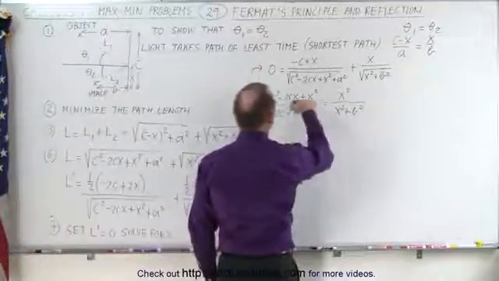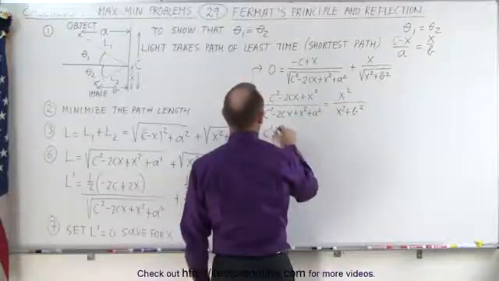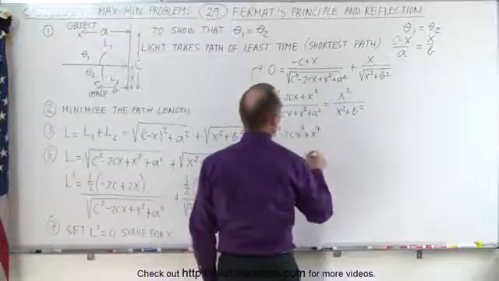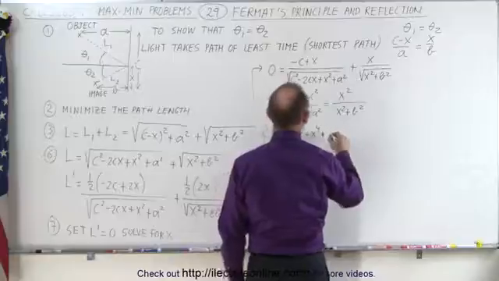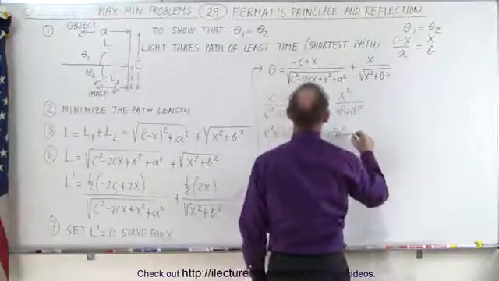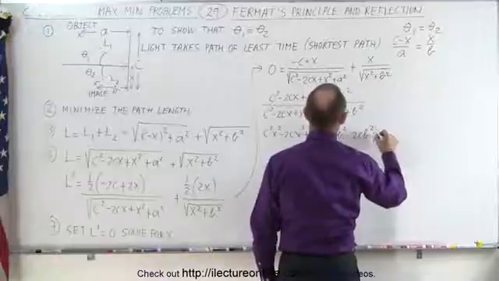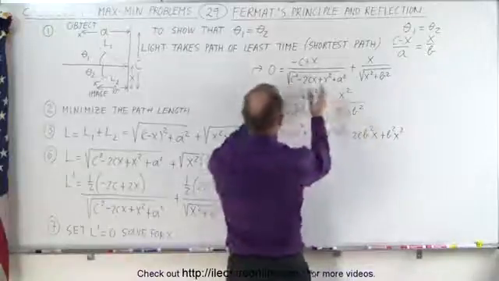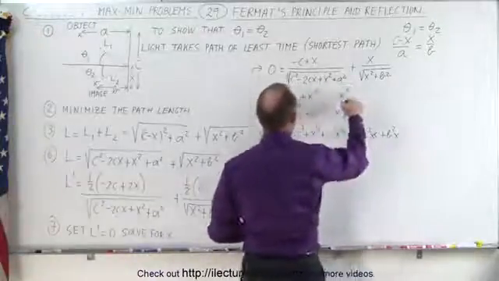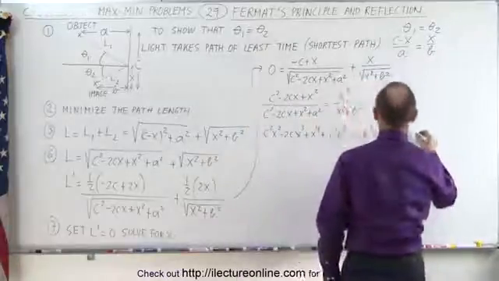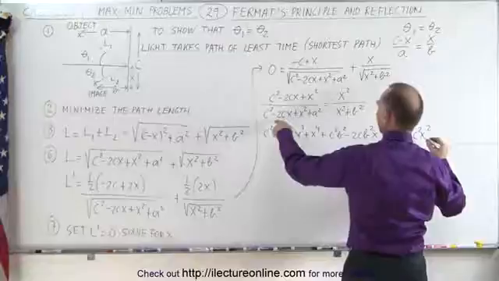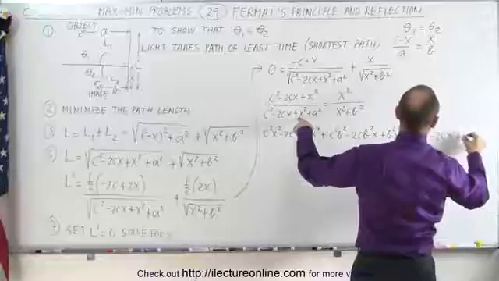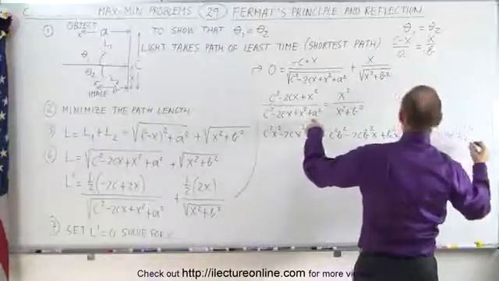On the left side, multiplying this times this, we get c squared x squared minus 2c x cubed plus x to the fourth. Now multiplying the b times that, plus c squared b squared minus 2cb squared x and plus b squared x squared. So that's multiplying x squared plus b squared times this numerator. We set that equal to the product of this times this, which is c squared x squared minus 2cx cubed plus x to the fourth and plus a squared x squared.